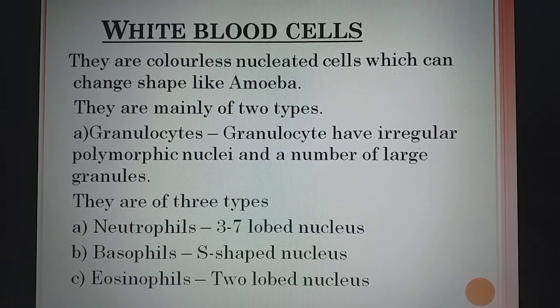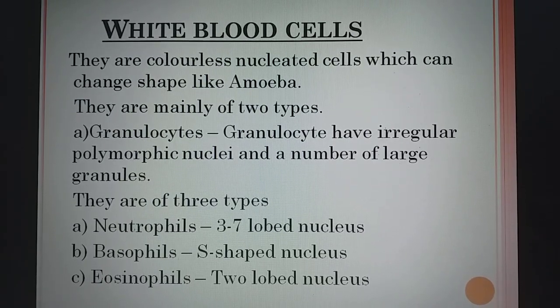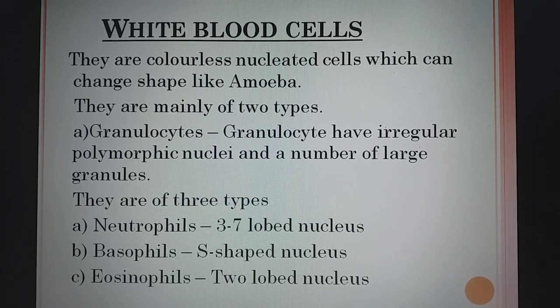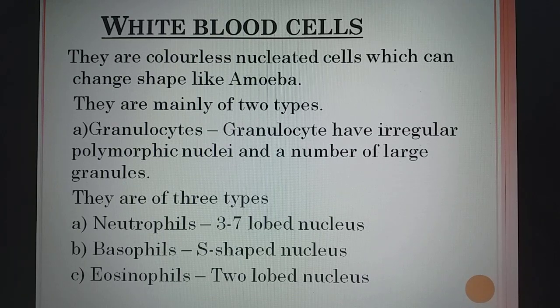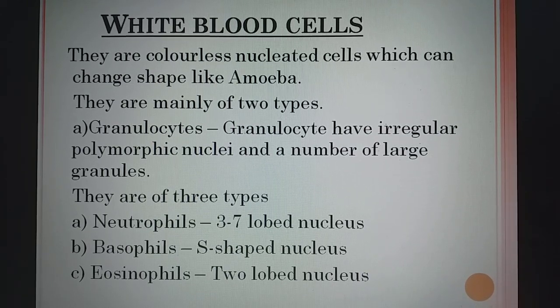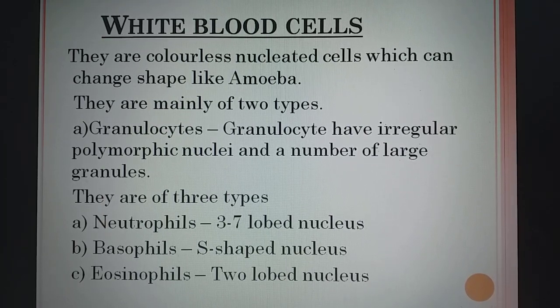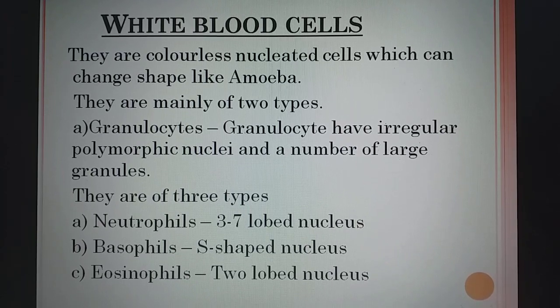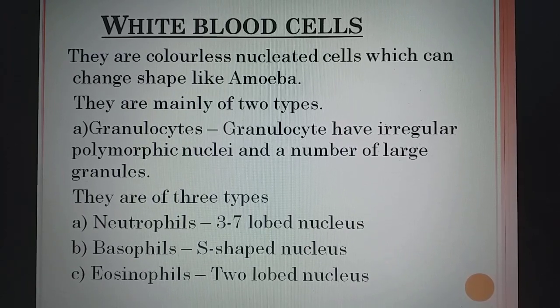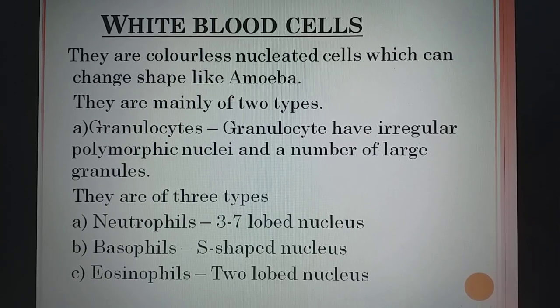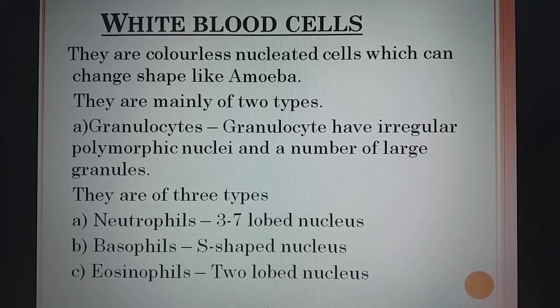Now white blood cell, also known as leukocytes. They are colorless, nucleated cells which can change shape like an amoeba. They are mainly of two types, granulocytes and agranulocytes. Children, if you are asked to write the difference between granulocyte and agranulocyte, the first difference you will write is that granulocytes contain granules, whereas in agranulocytes the granules are absent.